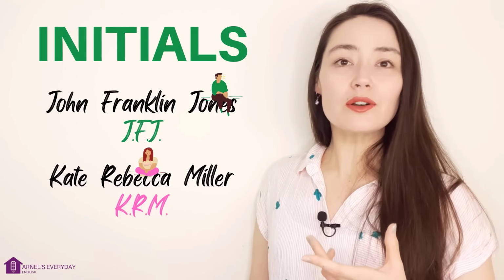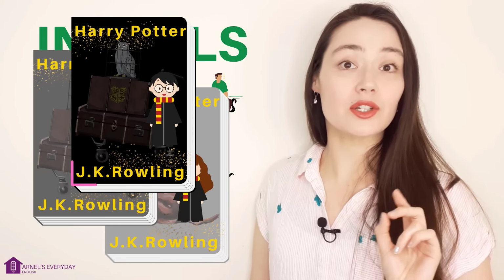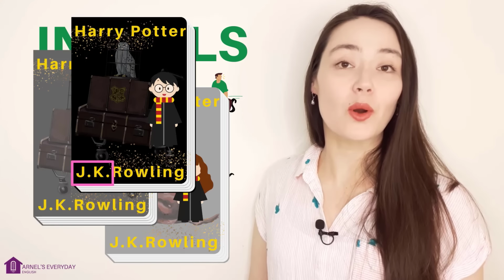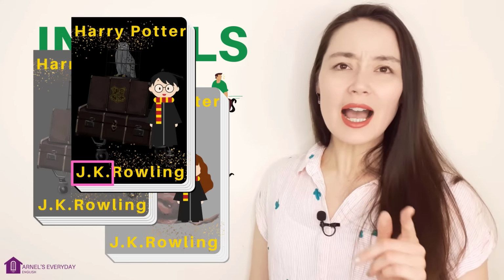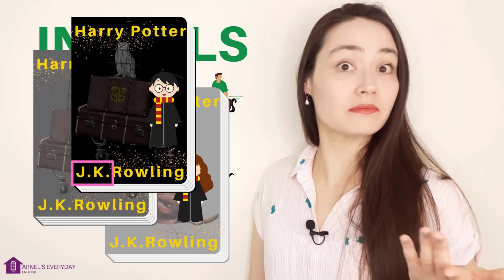It's like the writer of Harry Potter. On all of her books, you'll see her first 2 initials, J, K, and then her last name, Rowling. I'm curious, in your country, how many names does a person typically have?